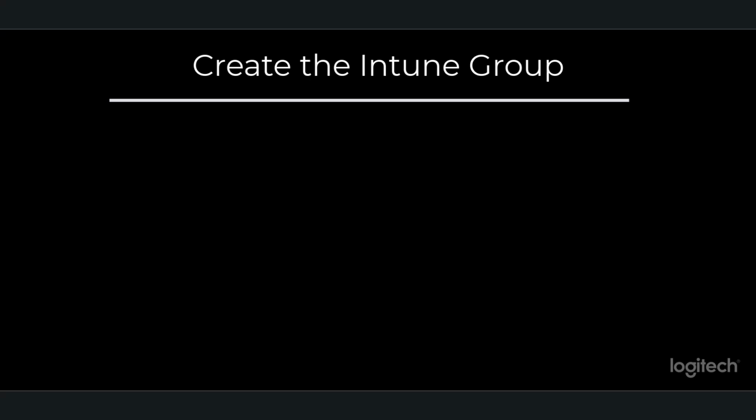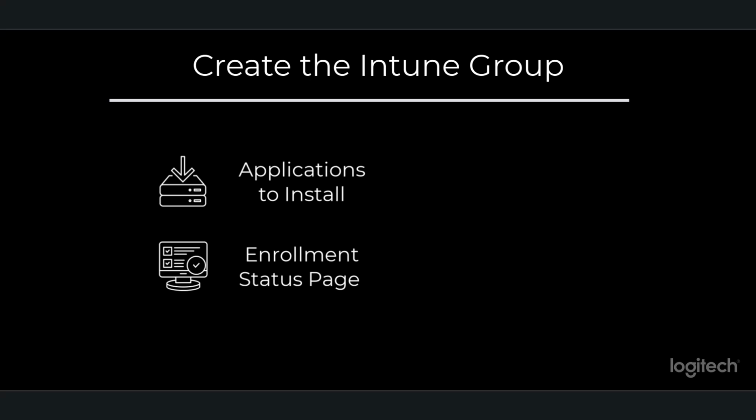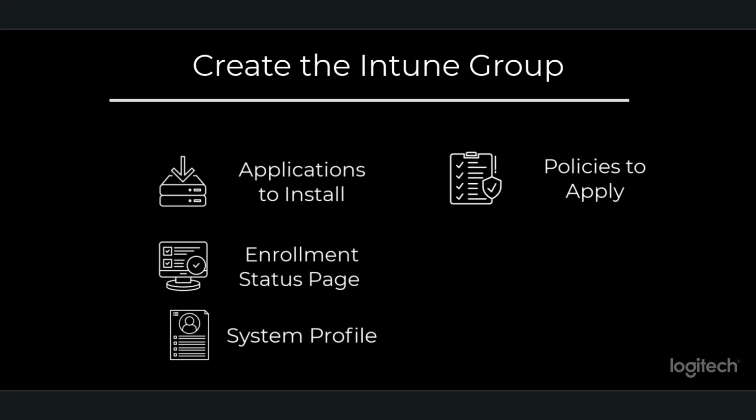Create the Intune group. The Intune group is key to deployment. It tells the system what apps to install, which enrollment status page to show, what profile to apply, and which policies to enforce, including enabling LAPS for secure local admin management.